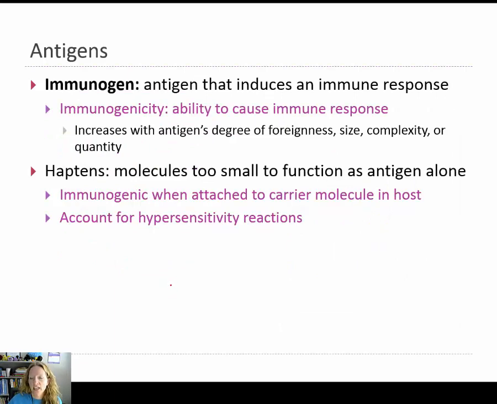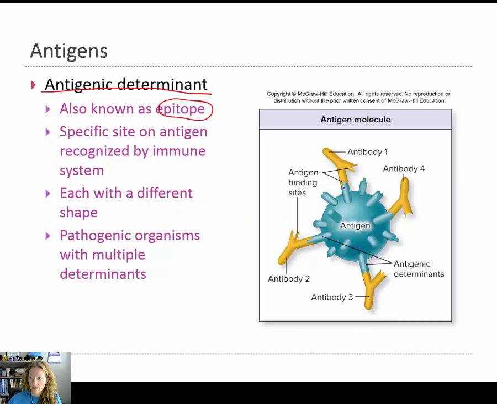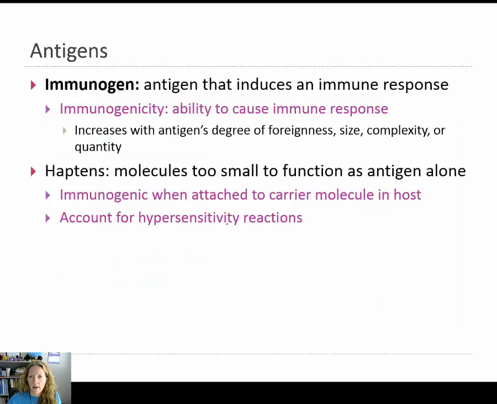So any kind of antigen that induces an immune response, like this right here, let's say that this was just a random pathogen and this antibody goes in and binds to it, that antigen is known as an immunogen, and immunogenicity is going to be the ability to cause an immune response. So this is going to vary as far as it's going to increase the antigen's degree of immunogenicity by foreignness, size, complexity, quantity, all of that different stuff.